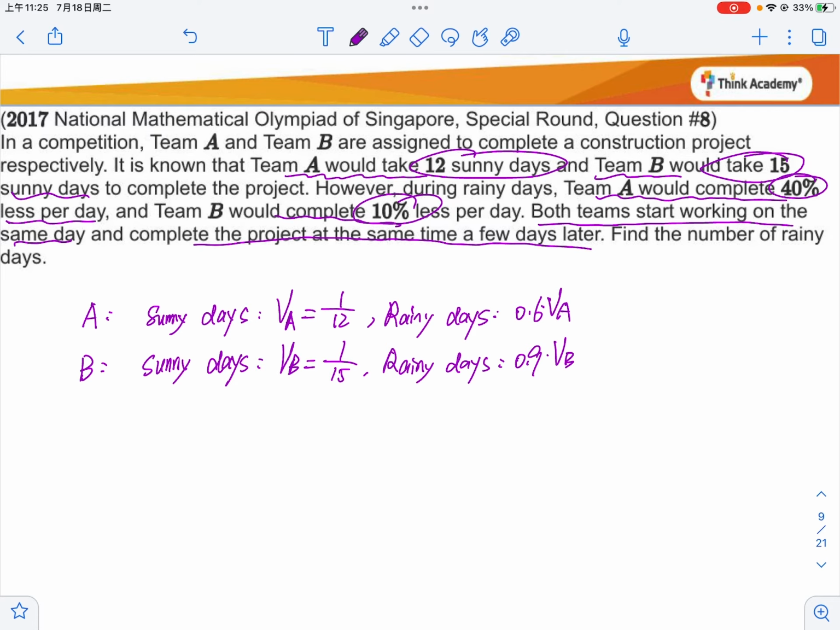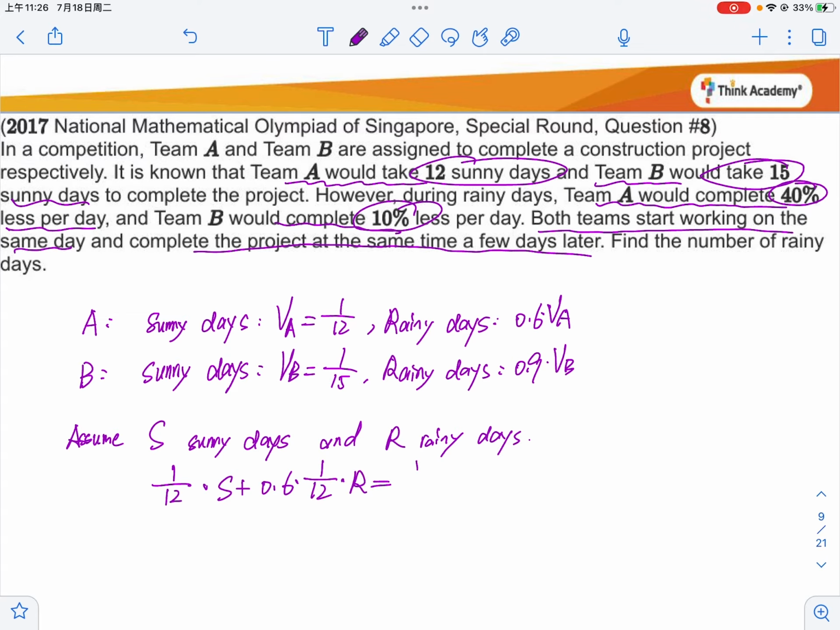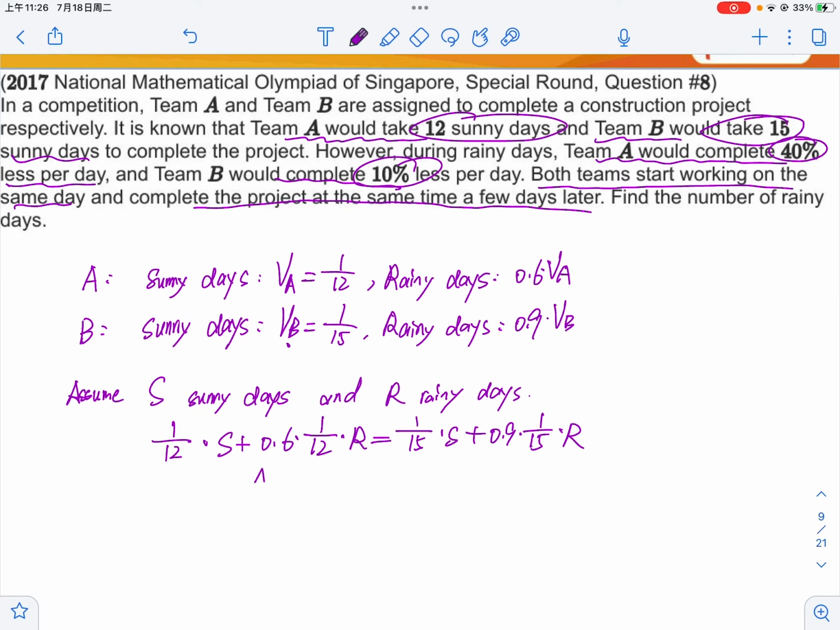So we can assume S sunny days and R rainy days. Which means 1 divided by 12 times S plus 0.6 times 1 over 12 times rainy days should equal 1 divided by 15, the team B speed on a sunny day, times sunny days plus 0.9 times 1 over 15 times the rainy days. Okay, so this is for team A. This is for team B.